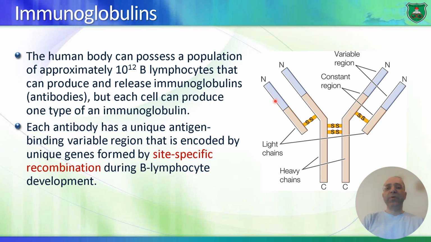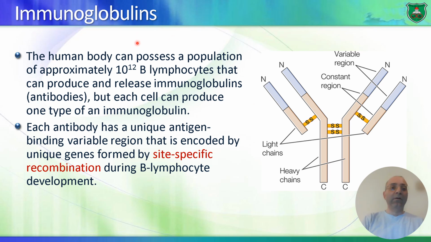Now, how many antigens do we have in nature? We have trillions. We have so many antigens in nature. So immunoglobulins must also be so diverse that they would be able to interact with possibly all of these different antigens. Now, it's really impossible to have in our genome trillions of genes that can produce the different antibodies. So there must be a better mechanism.